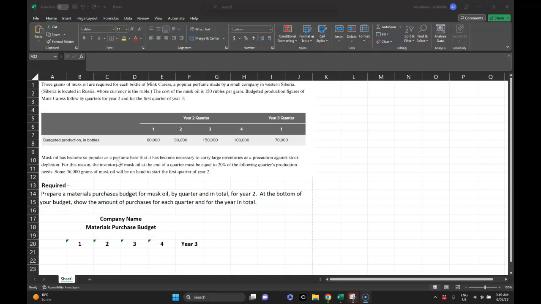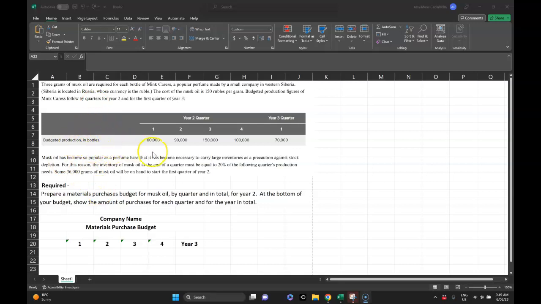3 grams of musk oil are required for each bottle of Mink, a popular perfume made by a small company in Western Siberia. The cost of the musk oil is $150 per gram. Budgeted production figures of Mink, followed by quarters for year 2 and for the first quarter of year 3, are down below.